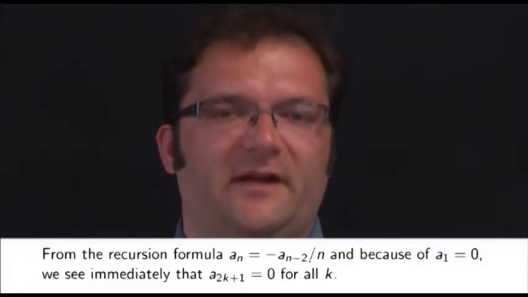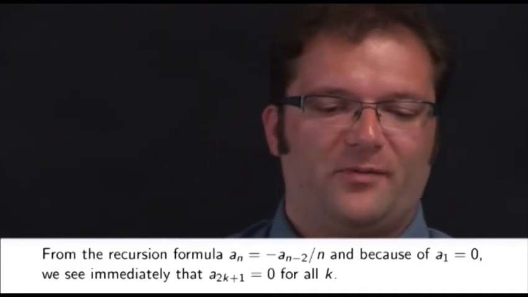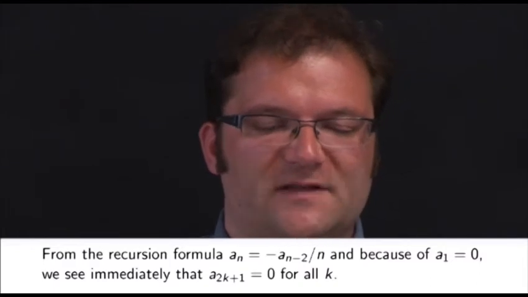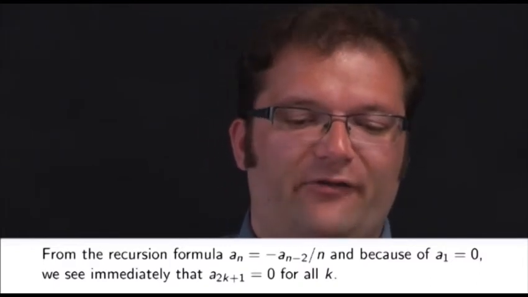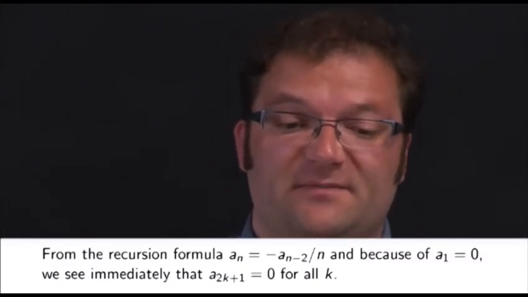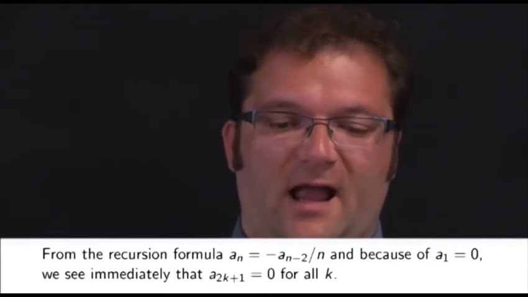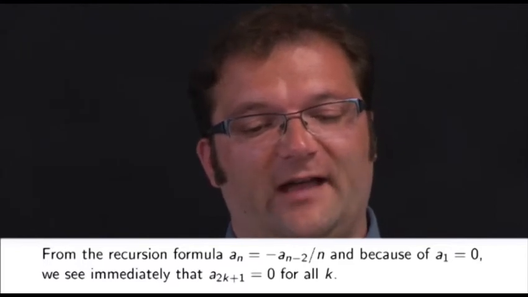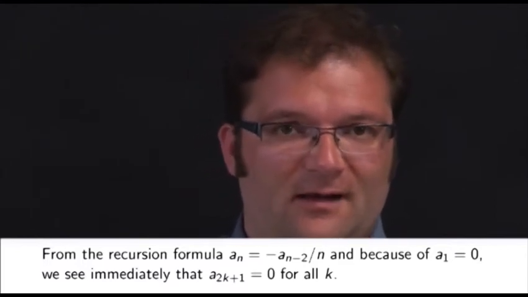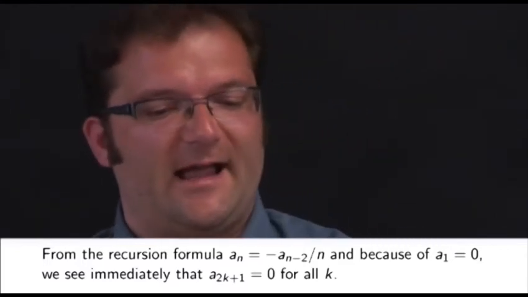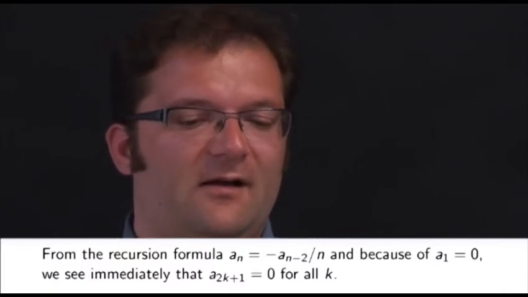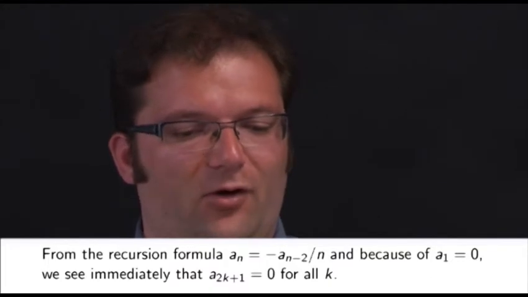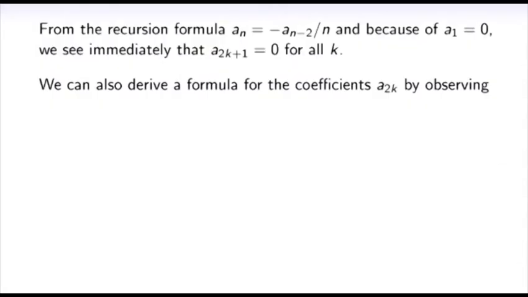Well, this is very easy to check, right? Because our formula always involves terms an and terms an minus 2. Now, if an minus 2 is 0, then an must be 0. And if you like to do proof by induction, this implies that if a1 is 0, then all the coefficients an with an odd index, we can write a2k plus 1, they must be 0 for all values of k.